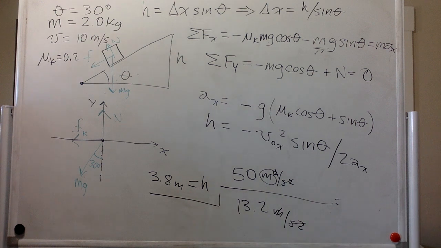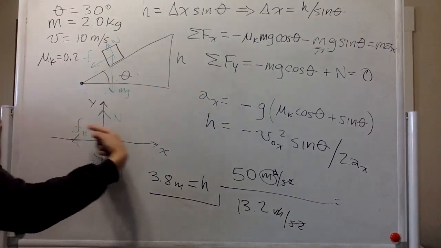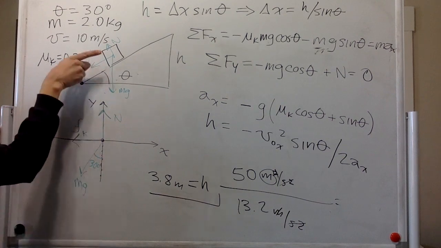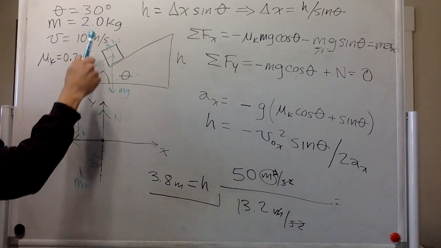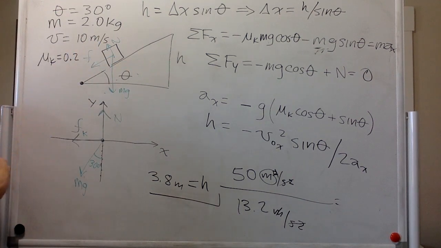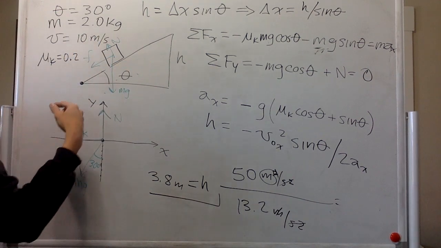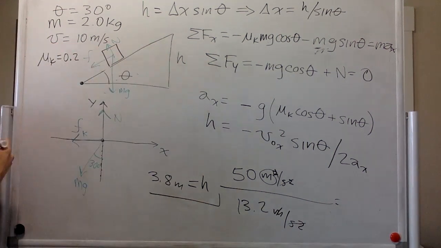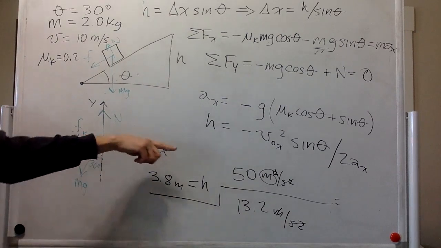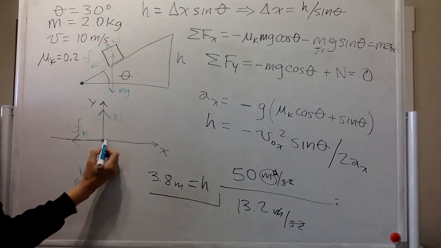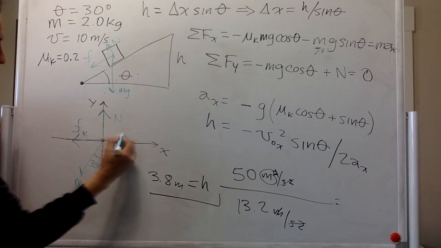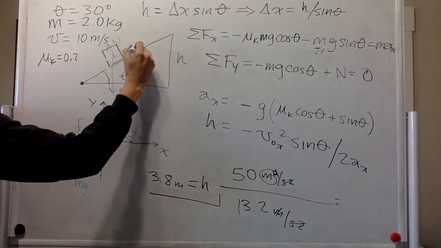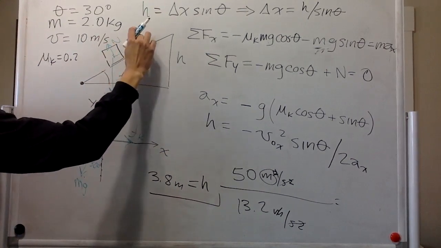So now, the friction was in the negative direction because the velocity was in the positive direction. Friction always opposes velocity. And now the velocity is going to be to the left in the negative direction because it's going to be coming back down. That means that friction is going to be in this direction. And that's a significant change.